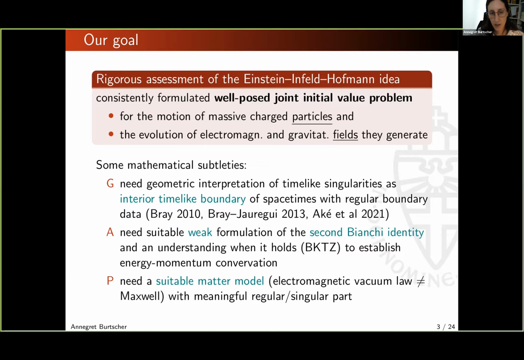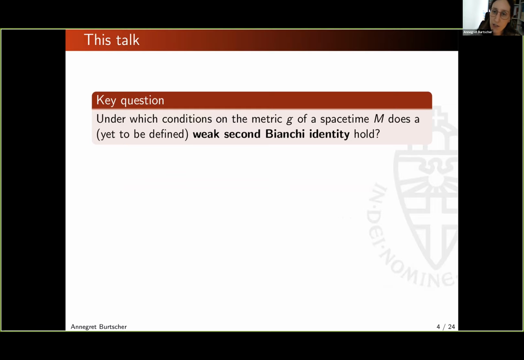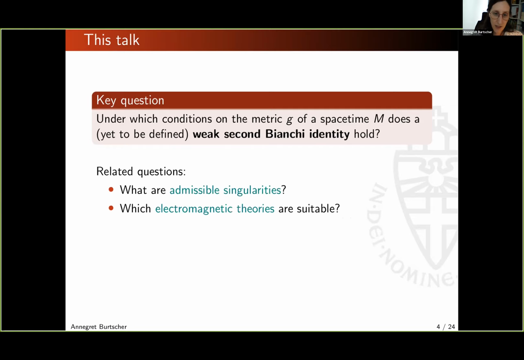And so the key question for this talk will be: under which conditions on the metric of the spacetime does this weak second Bianchi identity hold? First, of course, I have to define what it even is, so it's also about deriving a sensible notion of it. And the related question that comes up in the same vein is: what are admissible singularities that we want to study, and which electromagnetic theories are suitable for deriving such an identity?